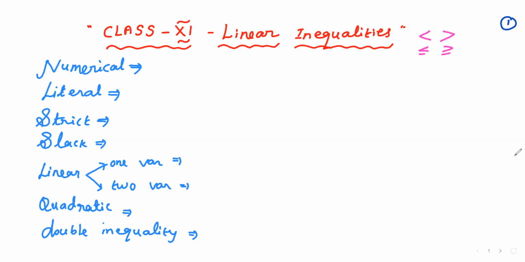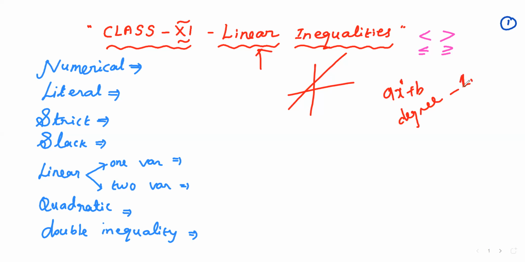The word linear, you know, right? In algebra, we have studied linear, quadratic, cubic, biquadratic, isn't it? What is the word linear? Linearly increasing, decreasing. The degree of that equation should be one. That is a linear equation. Degree should be 1, that is linear. Okay, now you understand the word linear.